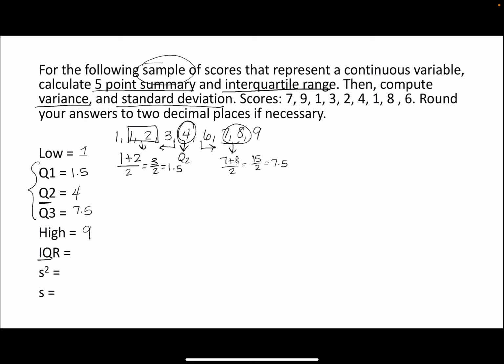So then to find our IQR, remember we just do our Q3 minus our Q1. So this is 7.5 minus 1.5, or 6.